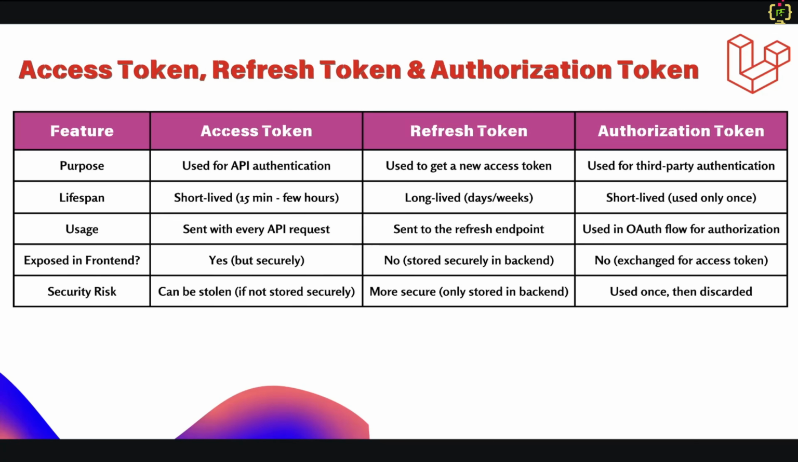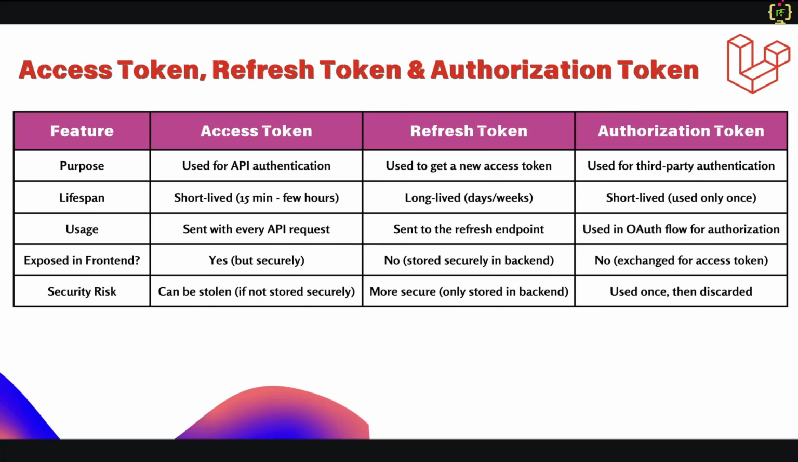The access token is just used for API authentication, but the authorization token is used for third-party authentication, just like if you are making an application with Google login, Facebook login or GitHub login. In terms of lifespan, the access token is short-lived, like 15 minutes to a few hours. But the refresh token is long-lived. The authorization token is short-lived, and it is used only once.